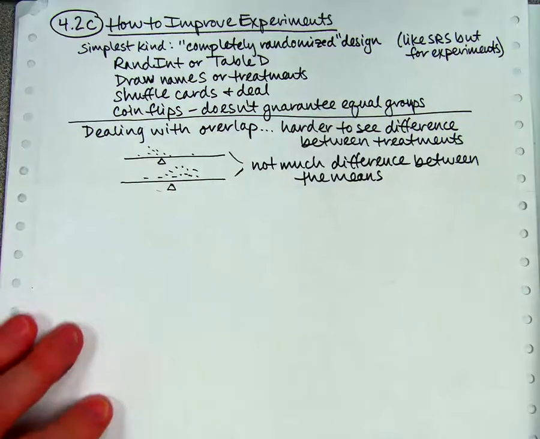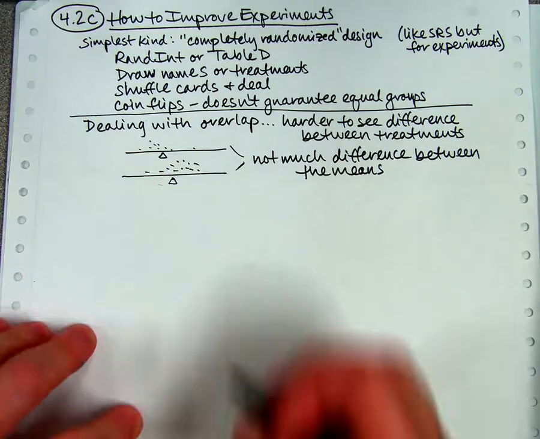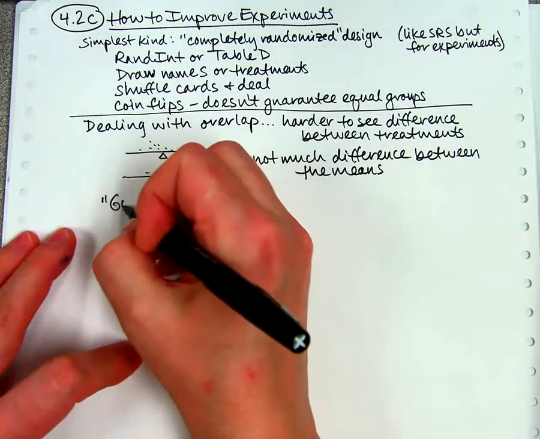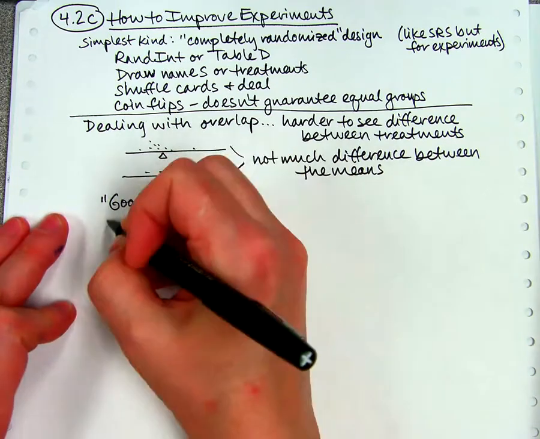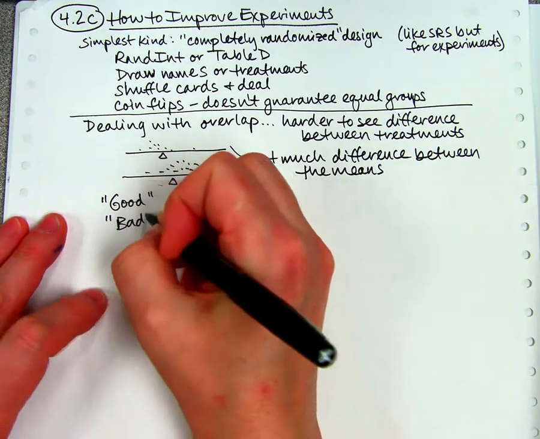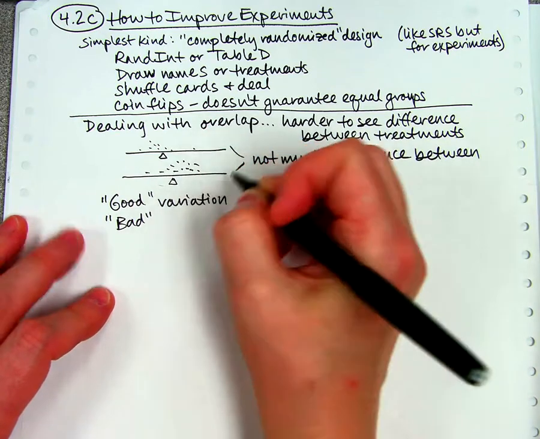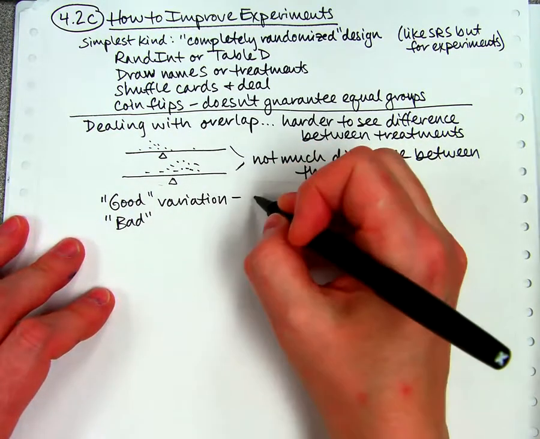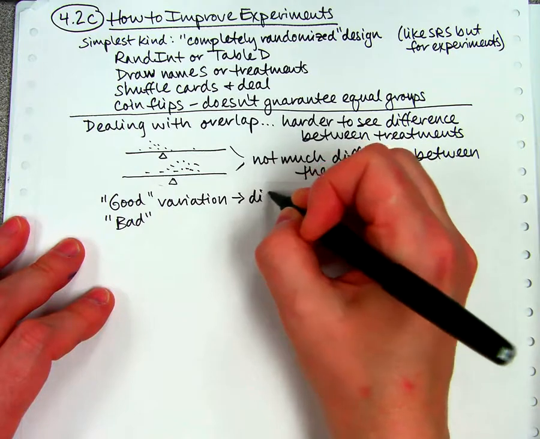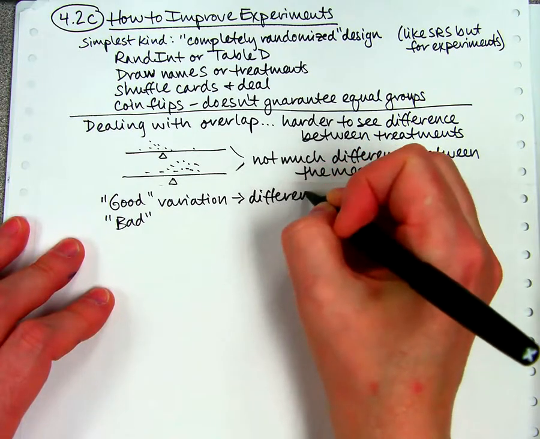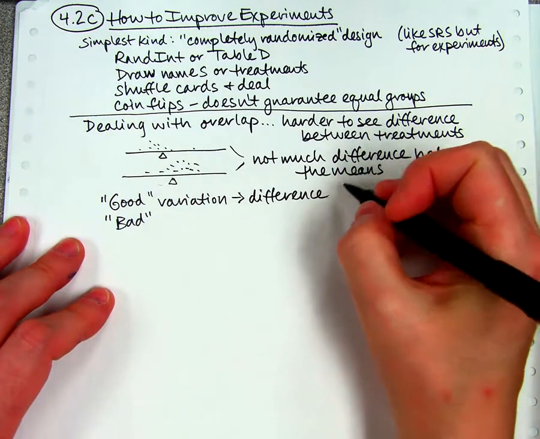And so we've got two types of variation here. We've got what I'm going to call good variation and bad variation. Good variation is what we want to see. It's differences between the treatments. We're trying to prove that our treatments make a difference.